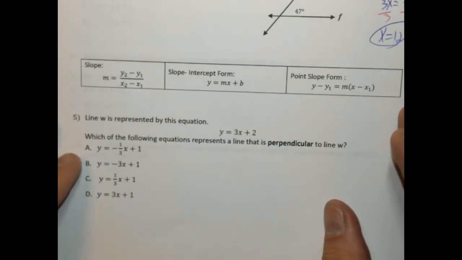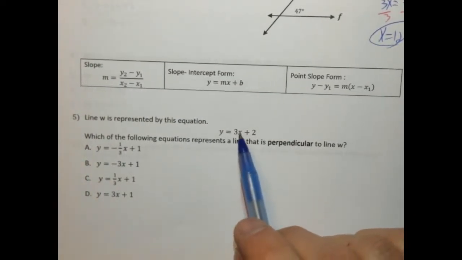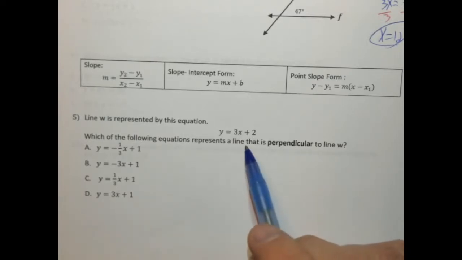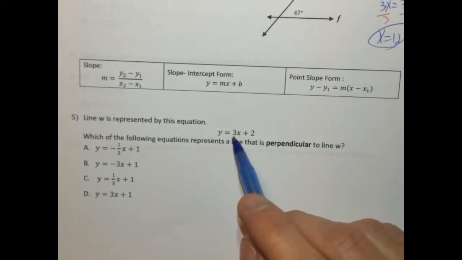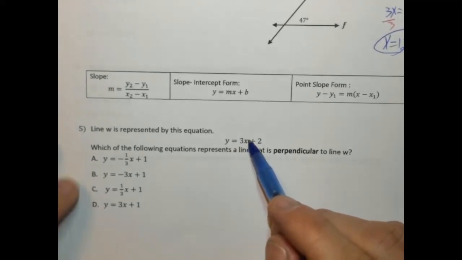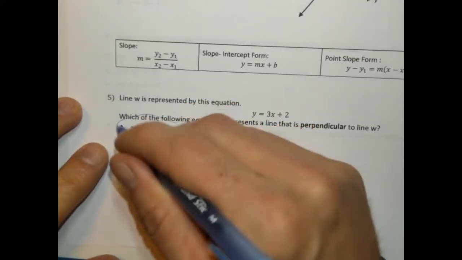All right. Line W is represented by this equation. Which of the following equations represents a line that is perpendicular to line W? So perpendicular means they're going to have the opposite inverse for their rate of change, or slope. So the rate of change here, or slope, is 3, because this is in slope-intercept form, so we're looking for negative 1/3. It has to be this one.